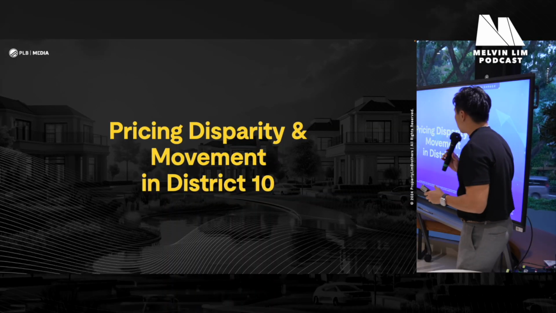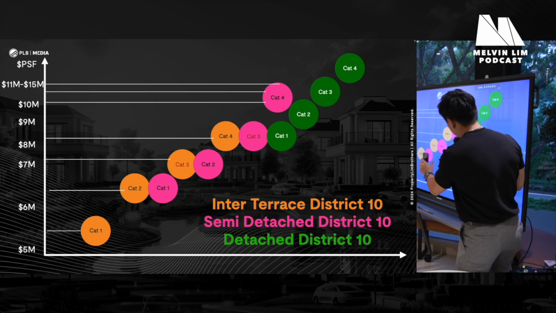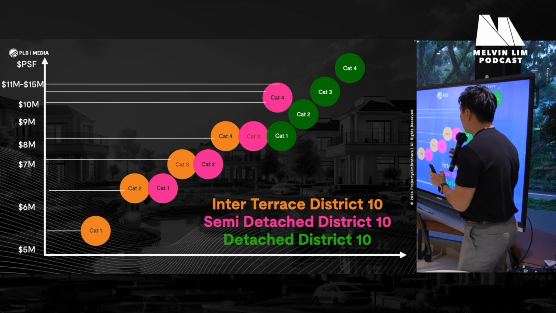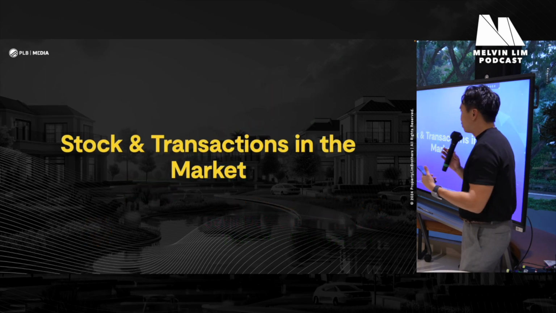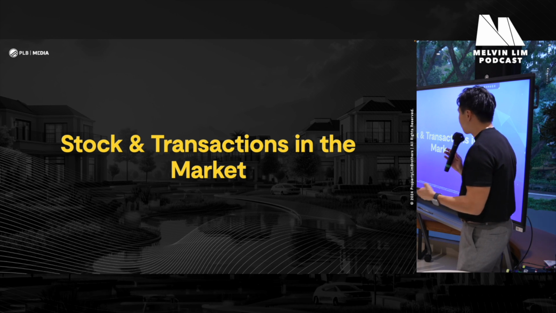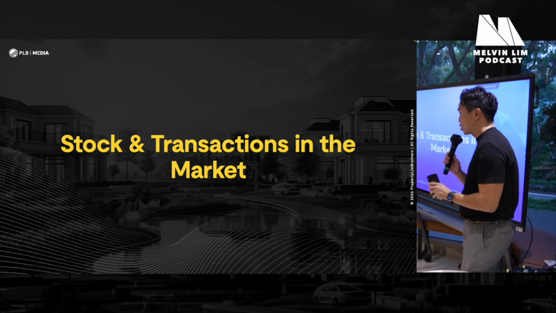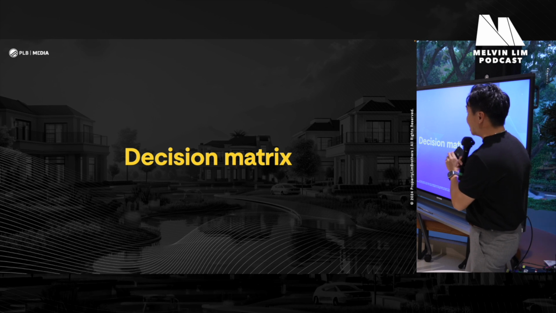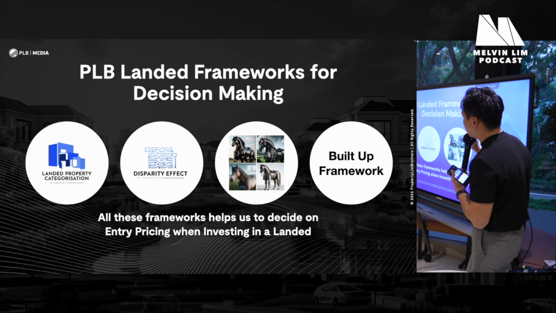The very first thing that I'll be talking about will be pricing disparity and movement in District 10. And of course, this will be some of the bubbles that I'll be sharing later. I'll explain in depth what this means based on our frameworks. I understand maybe some of you have not heard of Property Link Brothers before because you have not attended our webinars or come to our landed convention. Second thing is we're going to talk about currently the inventory as well as the transactions in the market. The third will be some of the decision metrics that we are using to look at landed property entry prices. These are some of the frameworks that we have been using on the ground since 2020.